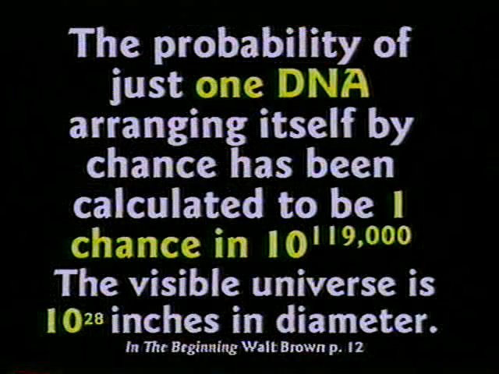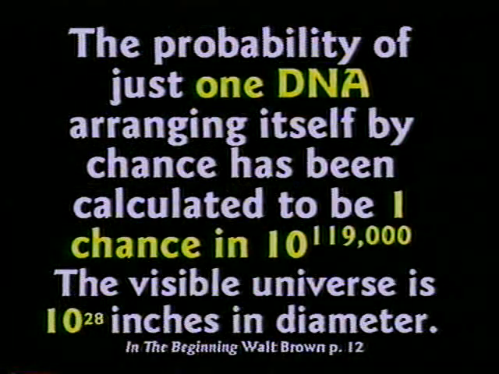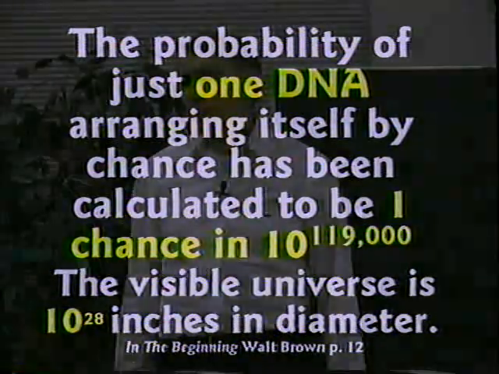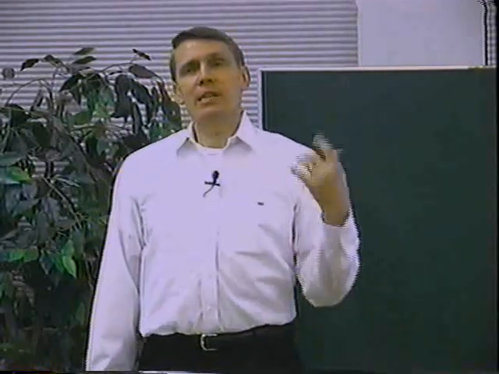The current observable universe is 10 to the 28th power inches in diameter. That's a huge number. 10 to the 29th would be 10 times bigger than that. 10 to the 30th is 10 times bigger than that. 10 to the 119,000th is real big. So that's the odds that these people are gambling on, that a DNA could happen by chance.